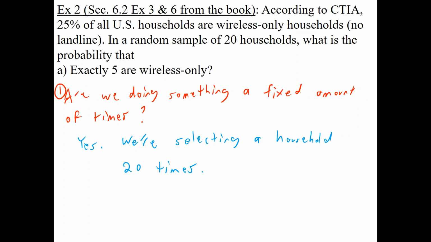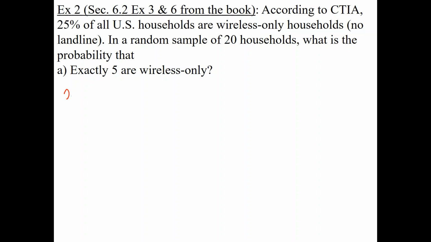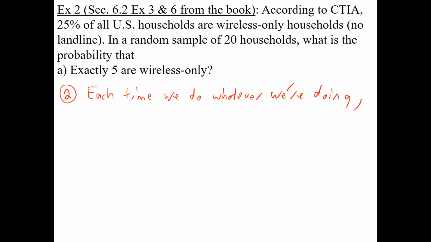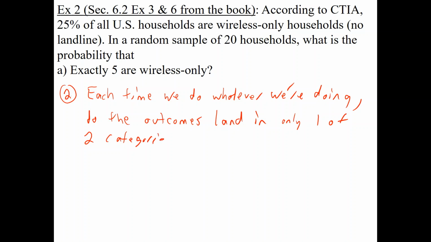Okay, so the second one. So the second ingredient would have been, each time we do whatever we're doing, well, in this case, selecting a household, do the outcomes land in only one of two categories? Okay, and the answer for this is yes.